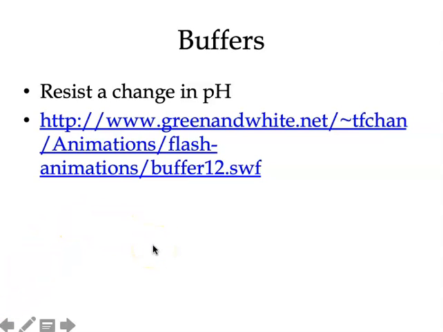What I like to think of this as, kind of an analogy, is a sponge, right? But a sponge for protons and a sponge for hydroxides. Just like a sponge, you could wipe up a spill so that it doesn't go all over the place. But the problem is at some point you're going to saturate that sponge and then it doesn't really work anymore. And buffers are very, very similar.